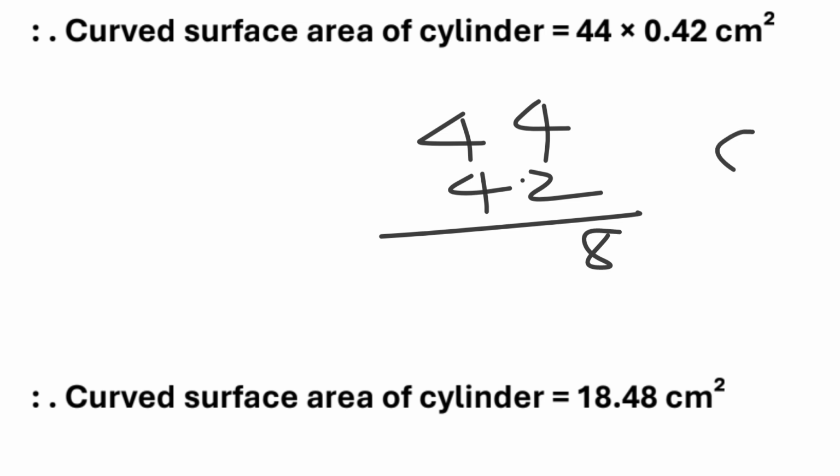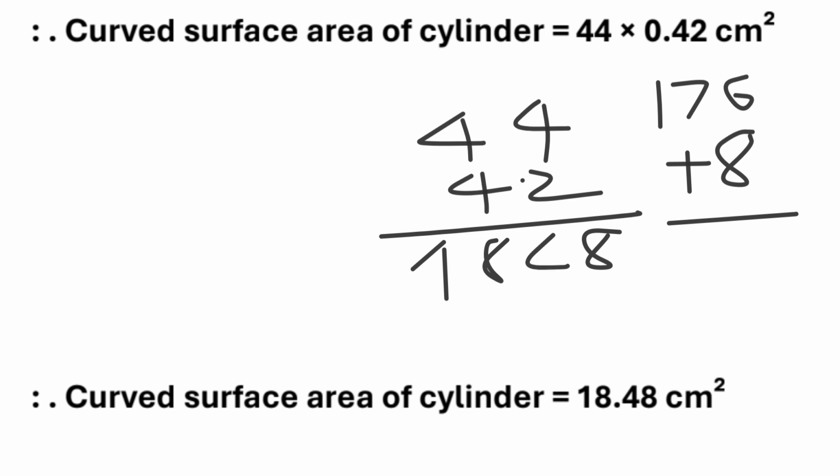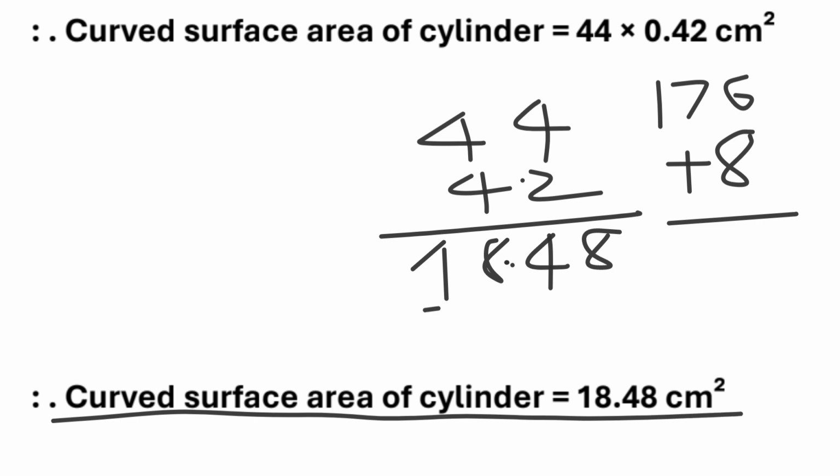44 times 2 is 88. Okay, carry 8. Then 4 times 44 is 176. Then add these two. Then we get 184. Okay, now here there are two decimal places, therefore we put the decimal point here. Therefore we get the curved surface area of the cylinder is equal to 18.48 centimeter square. Have you got this?